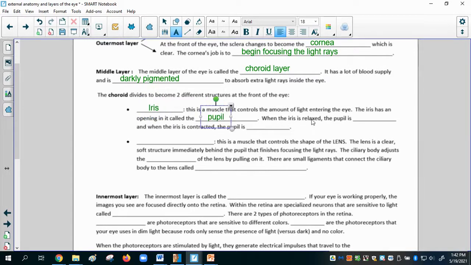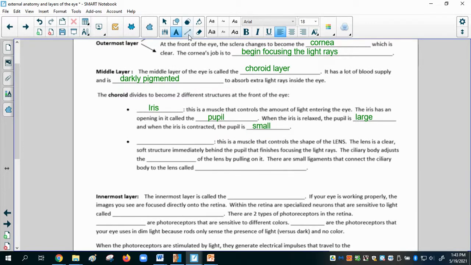When the iris is relaxed, the pupil is large, and that will let lots of light in. That happens at night when there's not much light, so we want to let in as much as possible. When the iris is contracted, the pupil is small, and a smaller opening will let less light in. So this is what happens when it's very bright out.